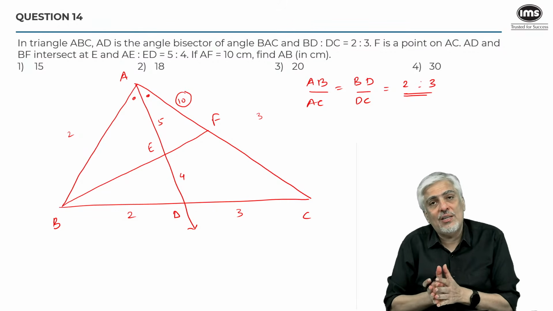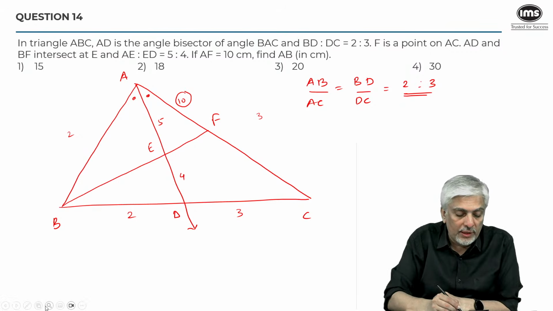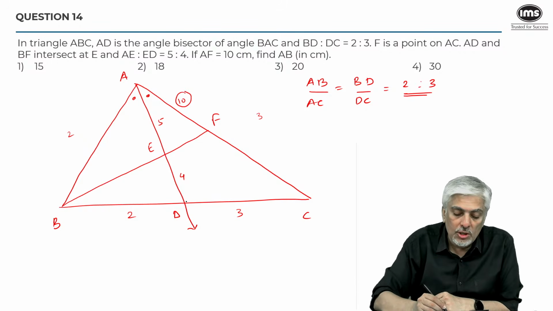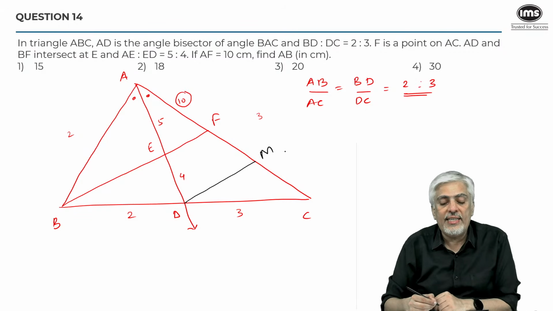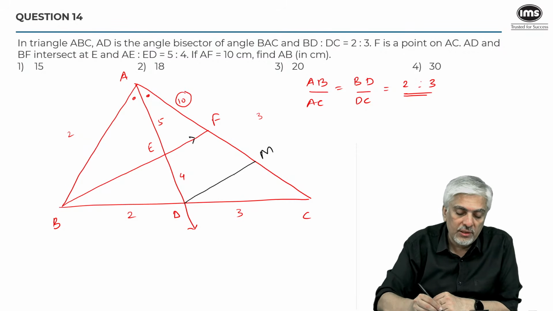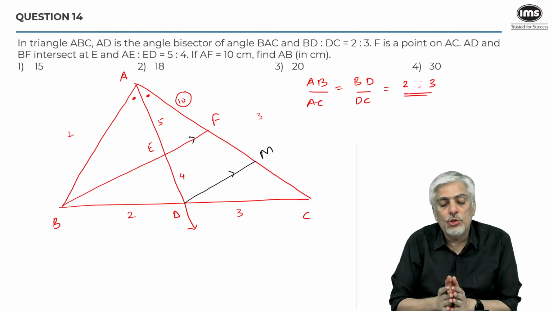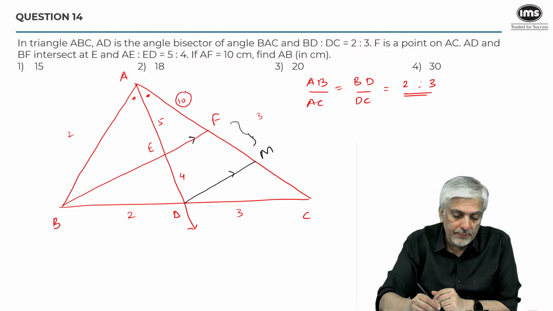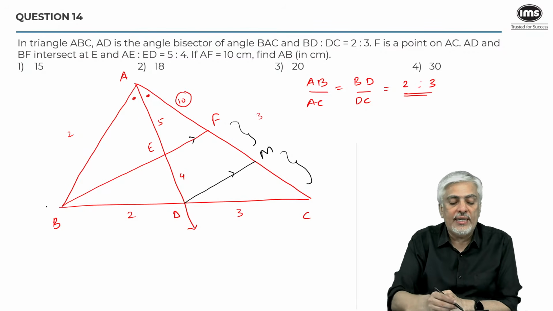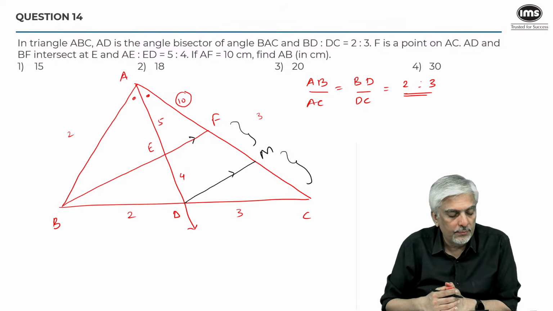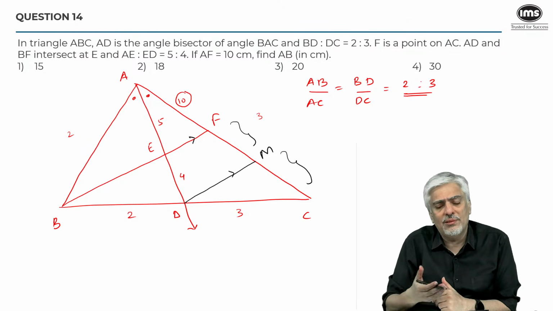Now, the way the diagram was given, you should have realized that one construction is going to be needed, and that construction was over here. Let's call it DM, drawing DM parallel to EF. So draw DM parallel to EF. Once you do that, you should be able to find FM and CM, and once you get that, you will get AB also. Exactly, that's the midpoint theorem, basically.